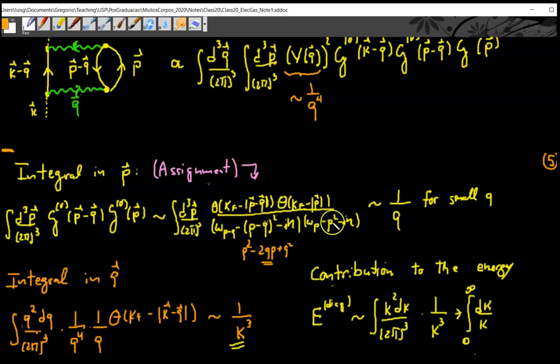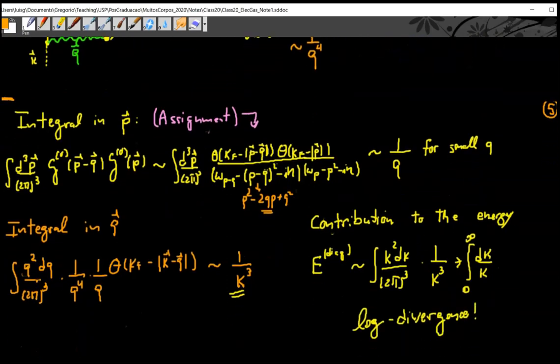So the overall counting of powers here for this integral as a function of q, there will be a factor of q squared too, but for small q, which is the ones that we are most worried about, right? So q going to 0, this will be the one that dominates. All right. Okay. So then I go to the integral in q now.